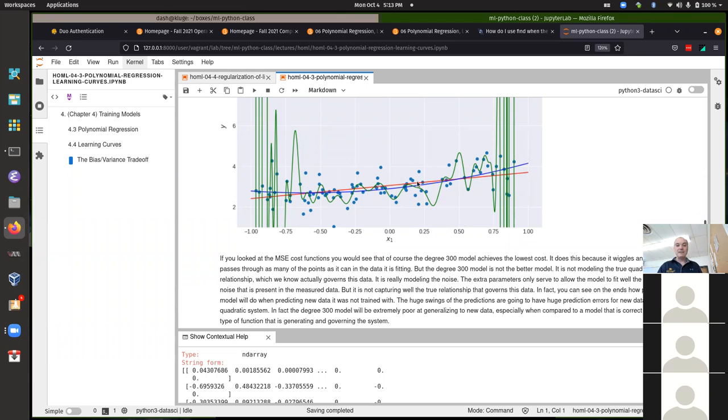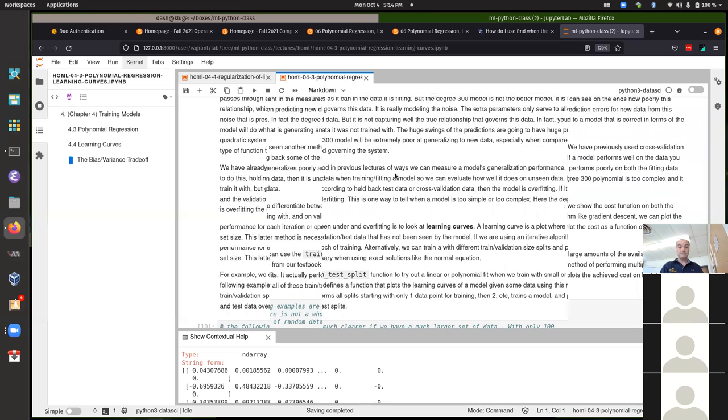Whereas the linear and the quadratic models wouldn't be affected nearly as much. Their costs on data that was generated with the same model, but that they weren't fit with or trained with, would be about the same as it was for these data points that we actually fit our linear and our quadratic model to, right?